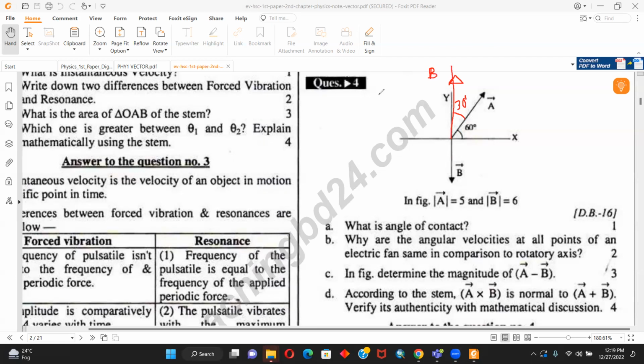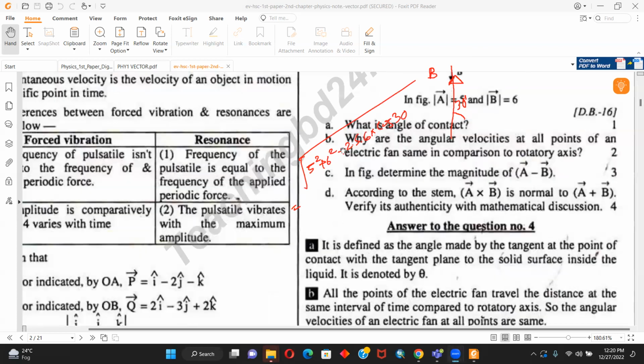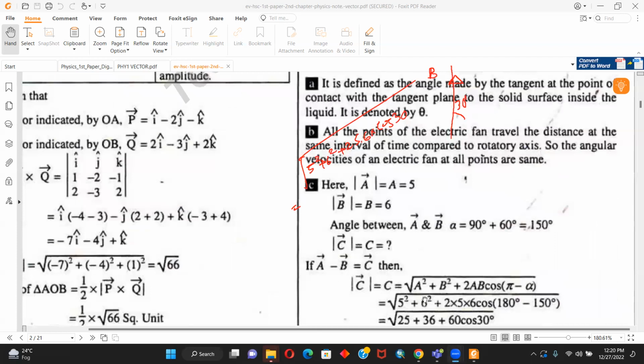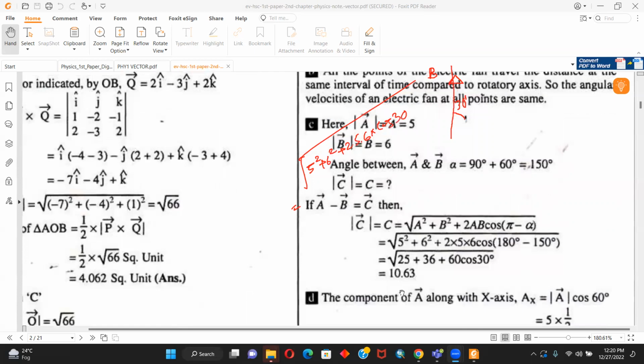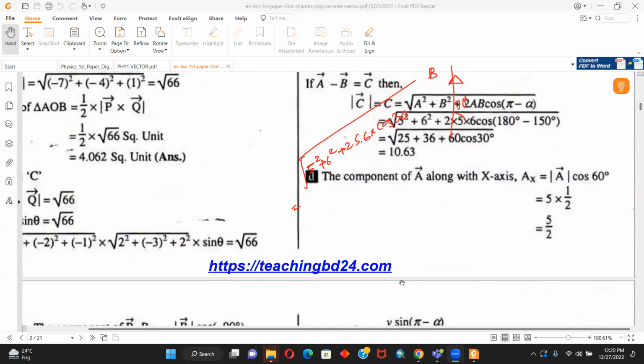Then you will work with 5 squared plus 6 squared plus 2 times 5 times 6 times cosine 30, and then take the square root, and you'll get the value. I don't have a calculator, just let me know what the value is. 10.63, is it? It should be 10.63.